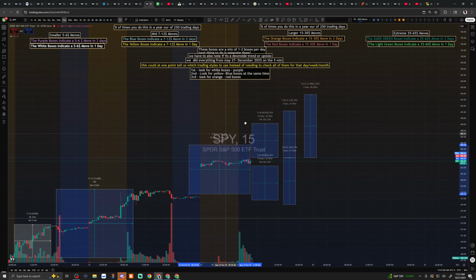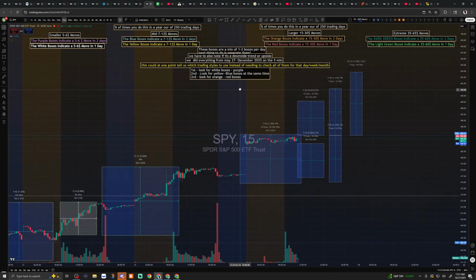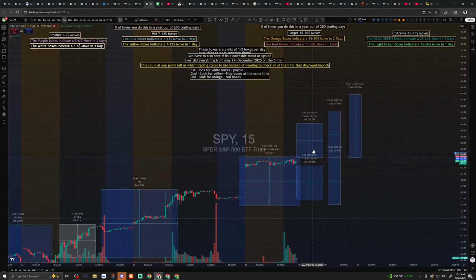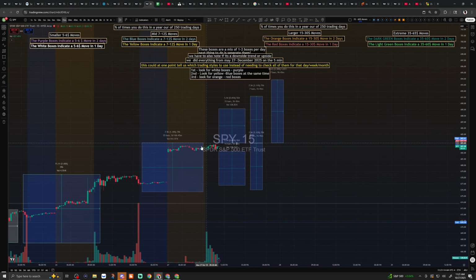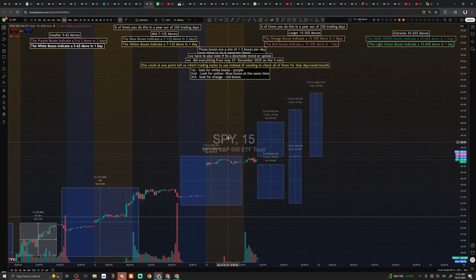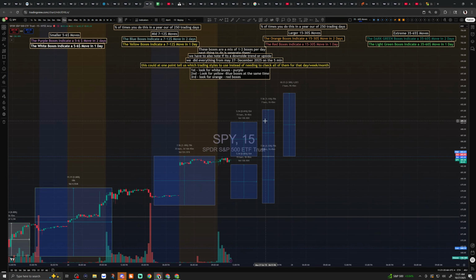Because remember, the move from yesterday, this blue box only pertains to the opening price, which means if we go higher, this blue box will turn into an orange box. If you go up another $5, $7, now this trend is about $14 total, which means the next day can now be a blue zone.